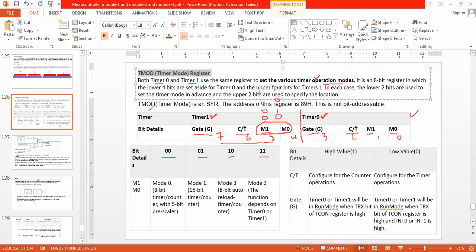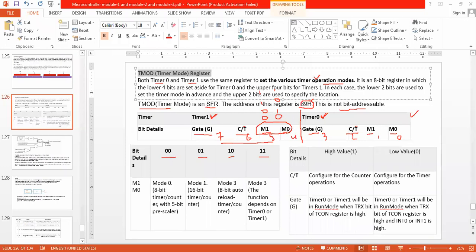One more thing: the TMOD register is a special function register, and the address of the TMOD register, where we are going to write all the data into the memory location, is 89H. It is not bit addressable. It means we cannot read or write a single bit of the TMOD register. It is whole byte addressable.